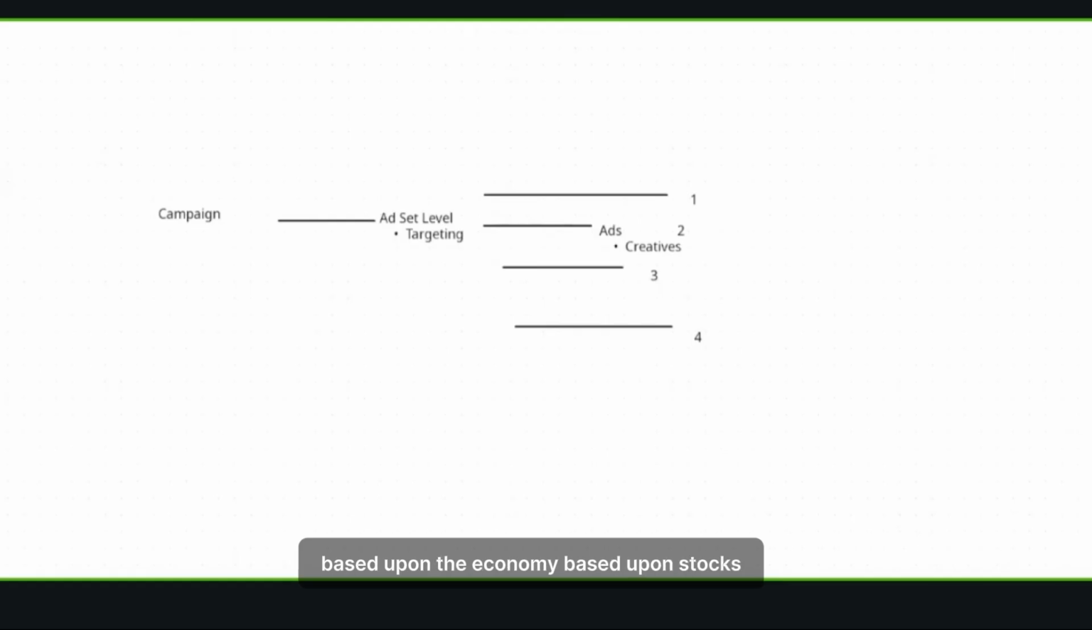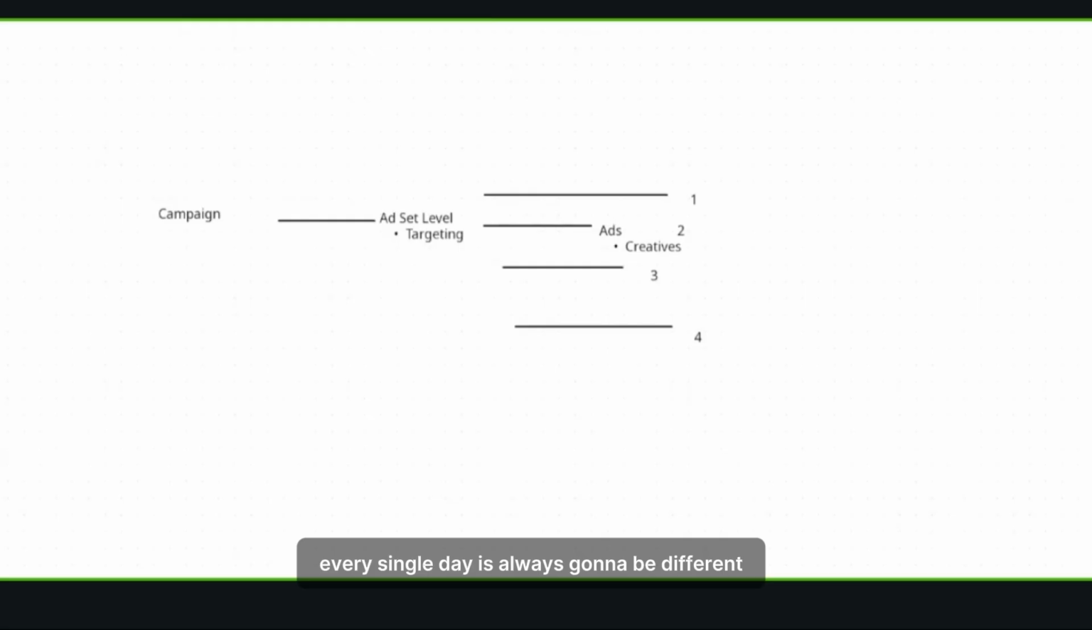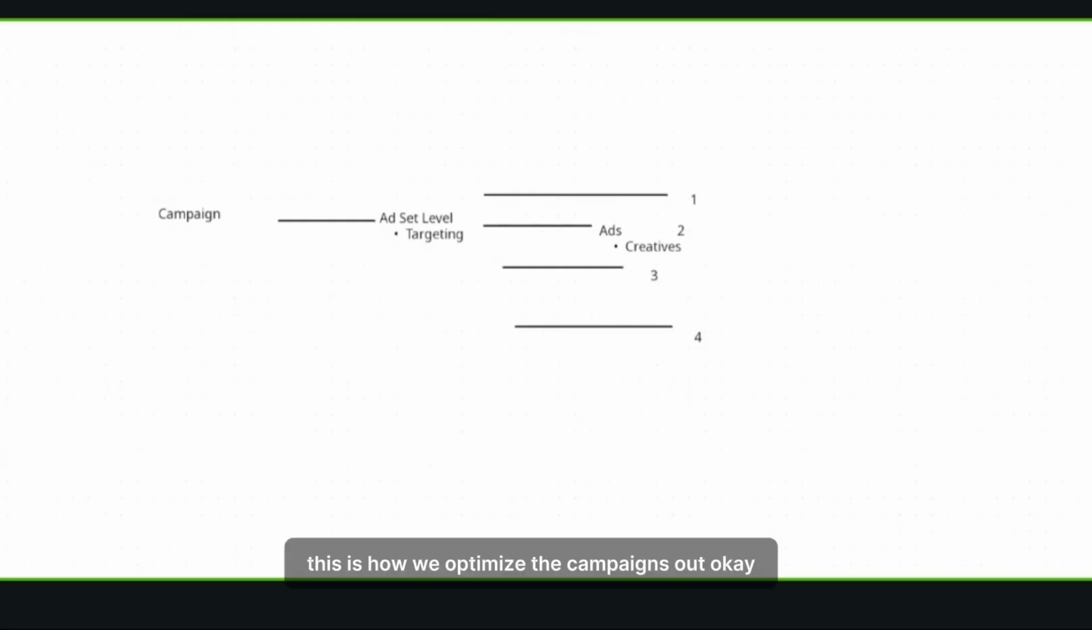Based upon the economy, based upon stocks, what Trump is doing, politics, what's going on in this world, things change. The AI is always changing. So one day, 50 bucks might go to this one, another day, 25 over here, 30 over here. What I'm saying is that every single day is always going to be different. And that's okay. This is how we optimize the campaigns, okay?